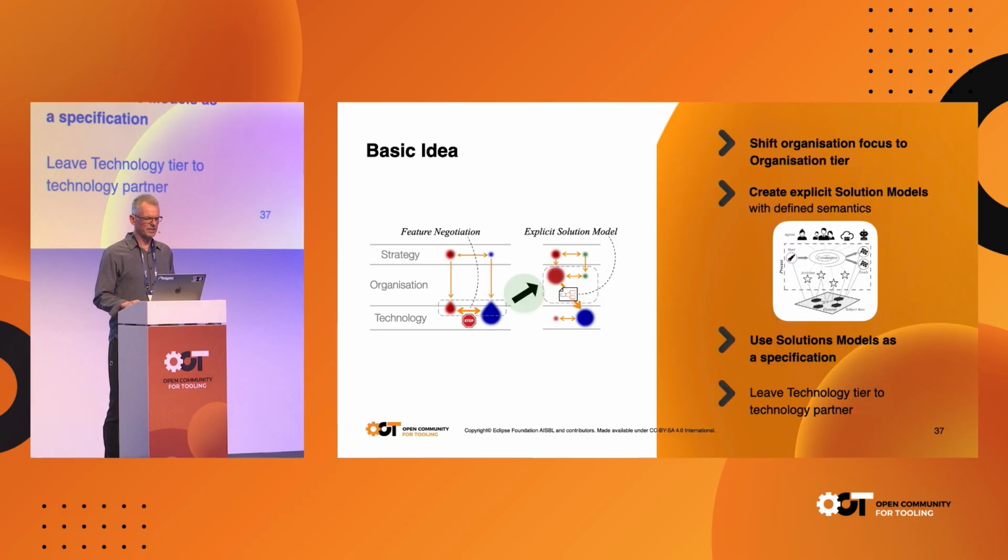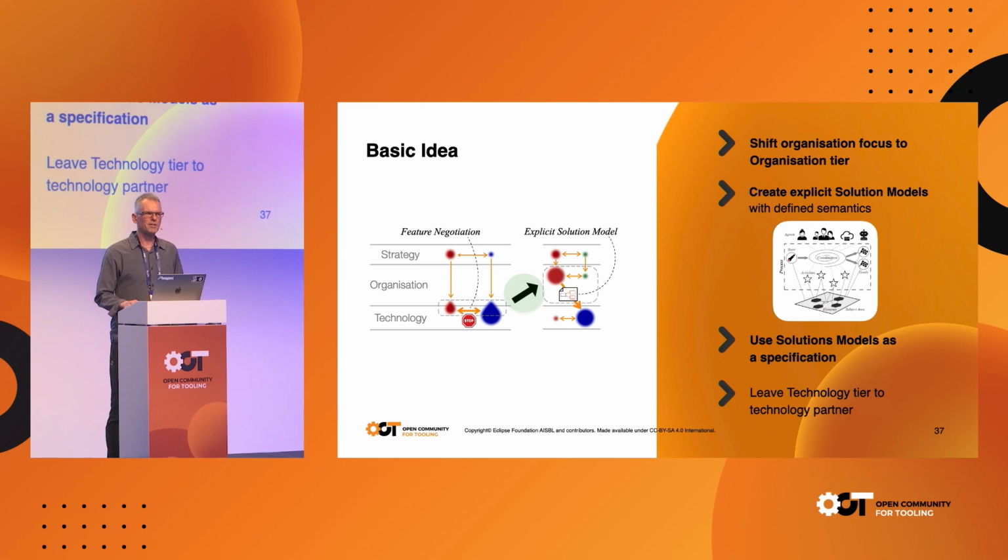The basic idea behind this is that we shift the organization's focus to that organization tier, and we create explicit solution models for them, also with defined semantics. And that's why I told you to hold that thought about that process diagram, because that's what we turn into models. And we use those solution models as specifications, just like building construction and many other industries do. So the next question is, how will we create those models? Because they will not just fall out of the sky.